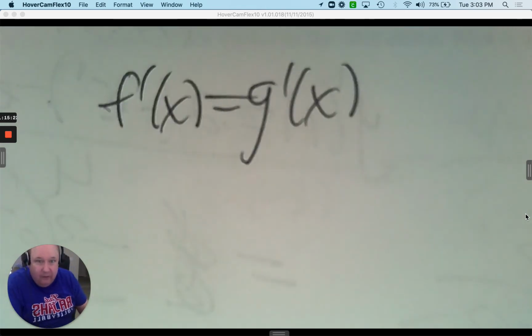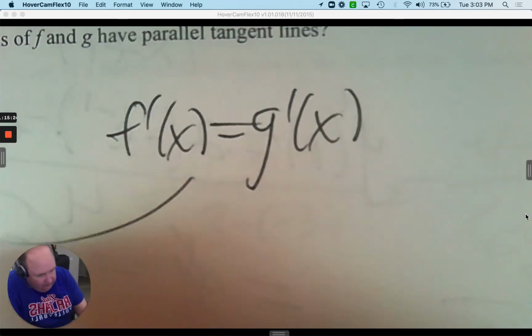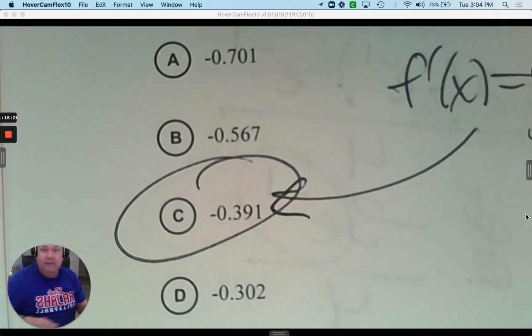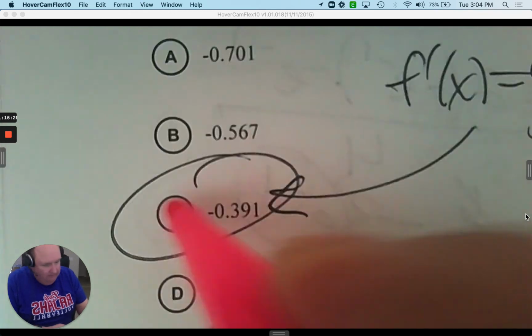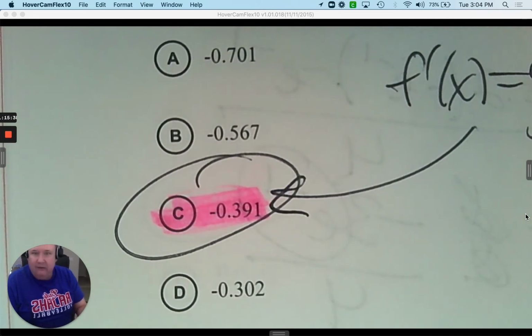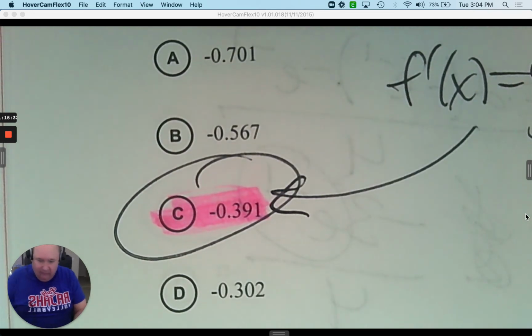So we're trying to find where the derivatives are equal to each other, and then using our calculator, that's the answer I get. I don't know why analytically the calculator didn't want to answer it, but off the graph we could get an answer. So, number 50.